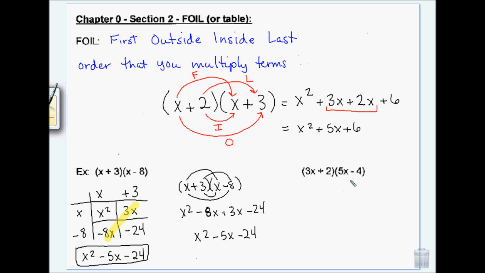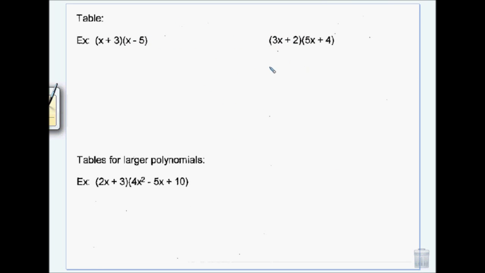Okay, anybody have an opinion? How would you like me to do this one? FOIL? Okay. So I'm going to do first. So 3x times 5x gives me the 15x squared. Outside, so that's negative 12x. Inside is positive 10x. And last is negative 8. So I get 15x squared minus 2x minus 8. Since I already did the table for that one.